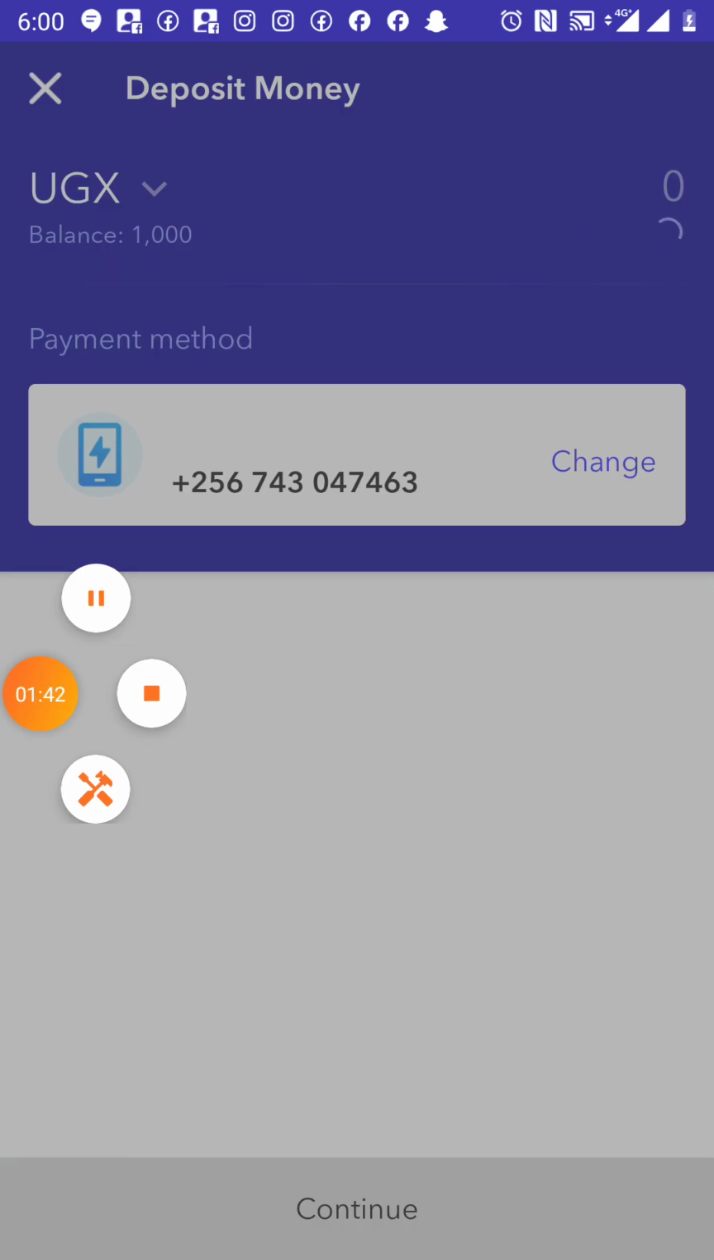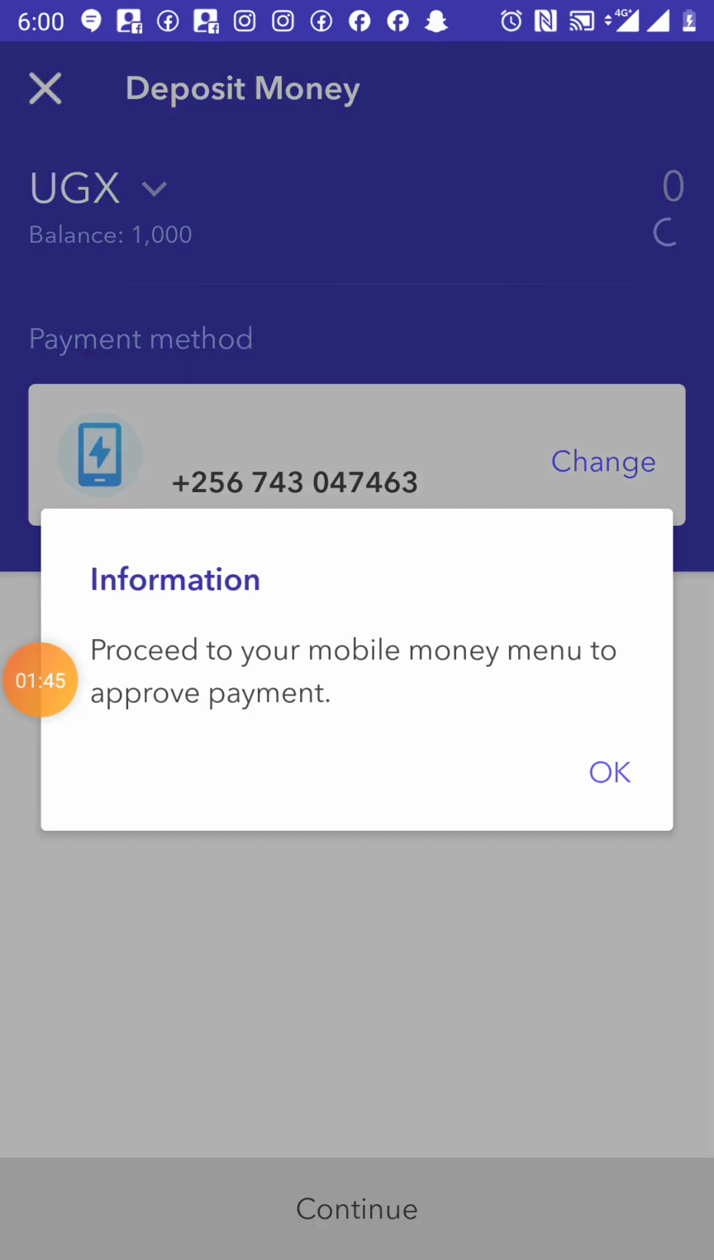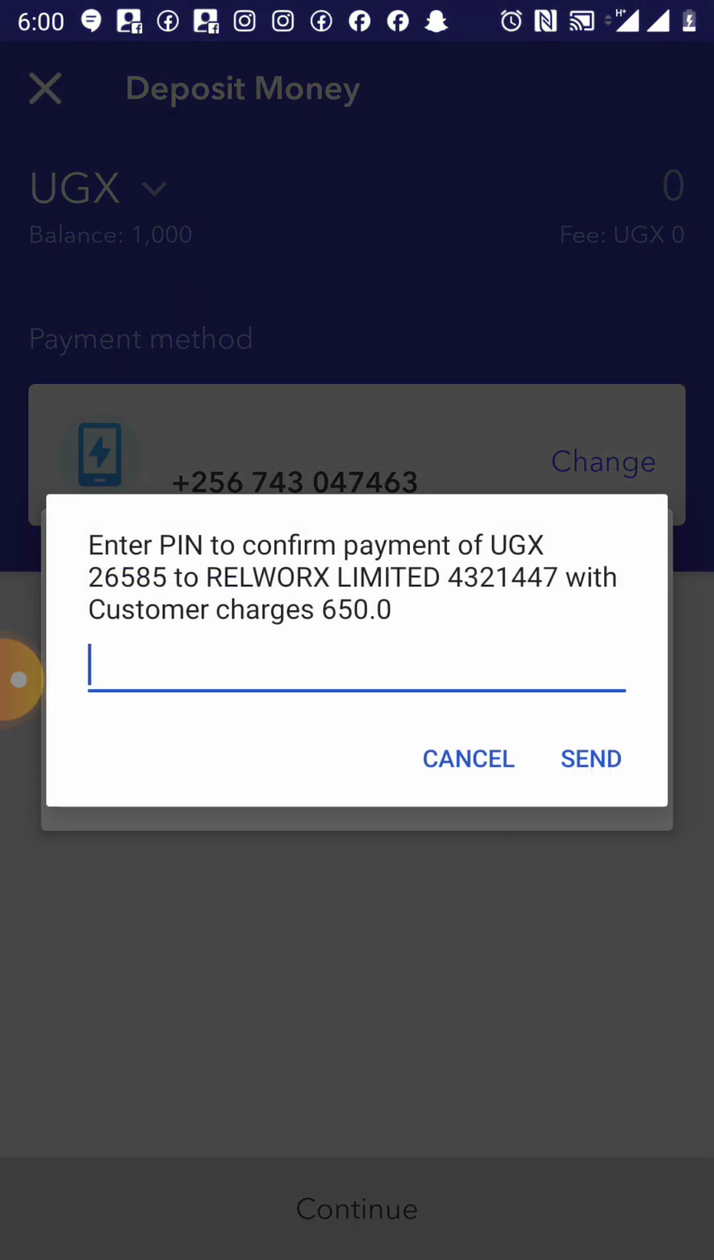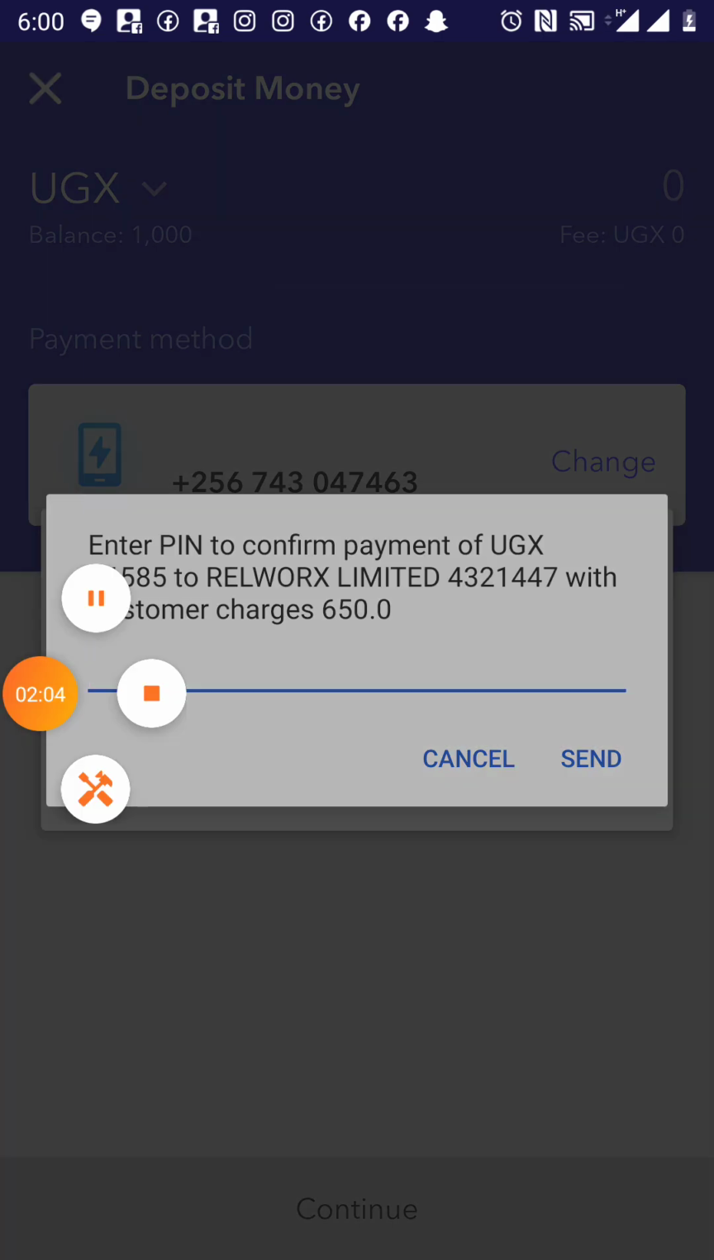So, boom. Are you seeing? It is asking to proceed to your mobile money, as you see there. The message has popped up. Now what I'm going to be doing is I'm going to pause, because here I have to be putting in my PIN. The last time I tried to show you something, a lot of people were cracking my PayPal account. So I pause.